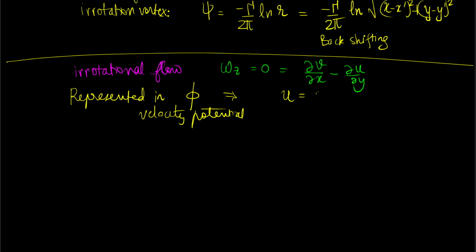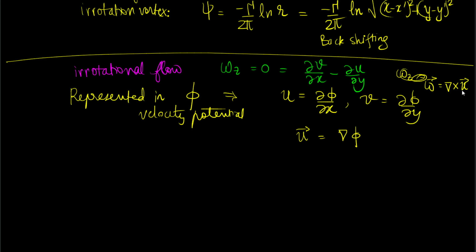The u component of velocity is simply del phi del x, and the v component of velocity is simply del phi del y. And this is simply tantamount to writing u vector is gradient of phi. And this should be obvious because the omega z is nothing but the k component. So the omega vector is simply the curl of the velocity. So curl of velocity being equal to 0 vector implies that the velocity field can be written as the gradient of a scalar, and that particular scalar is nothing but the velocity potential.